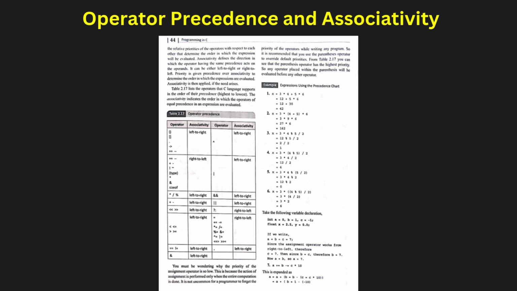Operator precedence and associativity. When multiple operators are used in an expression, the order in which they execute is determined by precedence and associativity. Operators with high precedence execute first, like multiplication before addition. If two operators have the same precedence, then associativity comes in, meaning left to right or right to left determines the order. Understanding precedence helps in avoiding logical errors in calculation. Parentheses can be used to control the execution order explicitly.